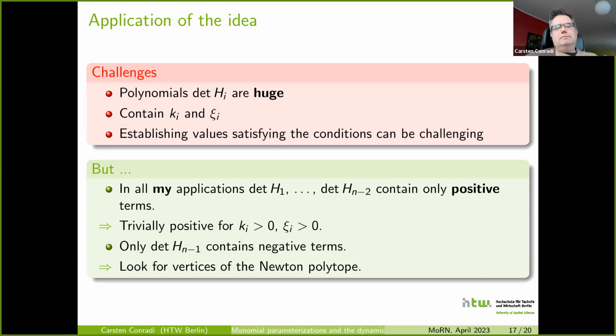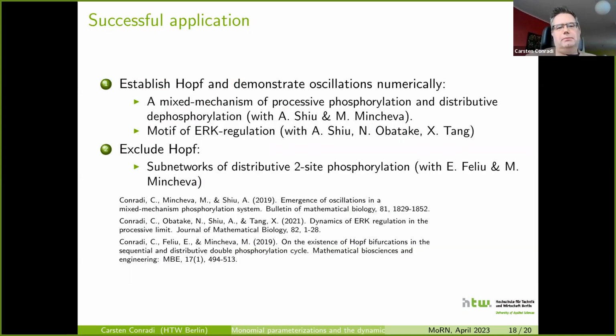And so together with Maya and Anne, we applied this the first time to a mixed system of processive phosphorylation and distributive dephosphorylation, and we found these Hopf points and could show the oscillations numerically. And together with Anne, Nida, and Xiaoshan, we applied this to a somewhat larger motif of ERK regulation. And together with Maya and Elisenda, we looked at subnetworks of the double phosphorylation system and could use this idea to show that these subnetworks cannot have Hopf bifurcation.